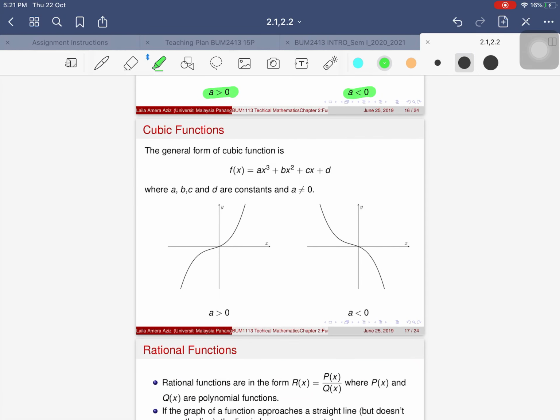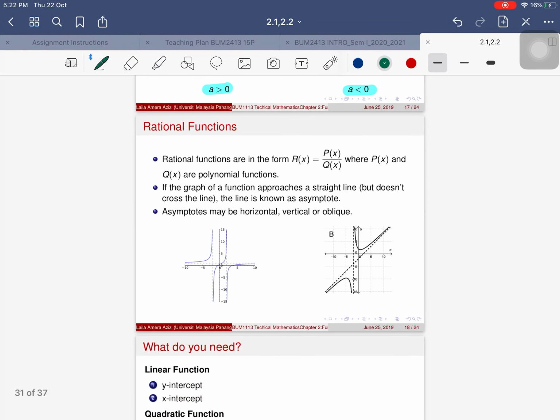For cubic function, the highest power of your variable is raised to the power of 3. You also have two cases: when your a is greater than 0 and when it's less than 0. So basically this is going to be the shape. It's going to be like this when a is greater than 0, and it's going to be in the opposite direction when a is less than 0. The features that you have to spot when you draw a cubic function are the intercepts. So you have to find the x-intercept and also the y-intercept, then only you can sketch a cubic function.